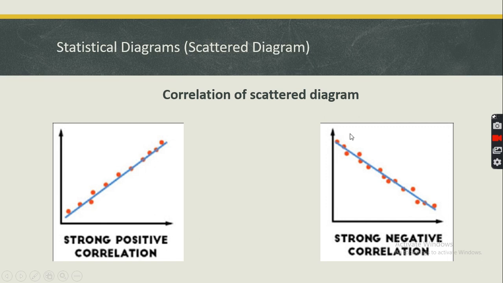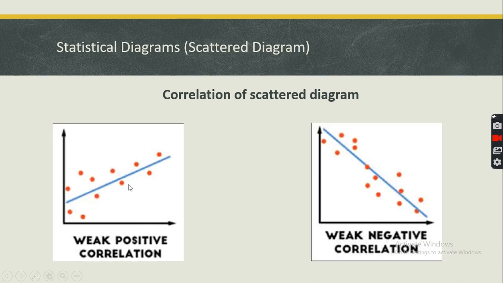When I talk about this one, the points are very close, but the line of best fit is going in a decreasing order, so it is a strong negative correlation. The points are very close, so it is very strong. And the situation is going negative: as we increase the x values, the y values are decreasing. So this is a strongly negative correlation.